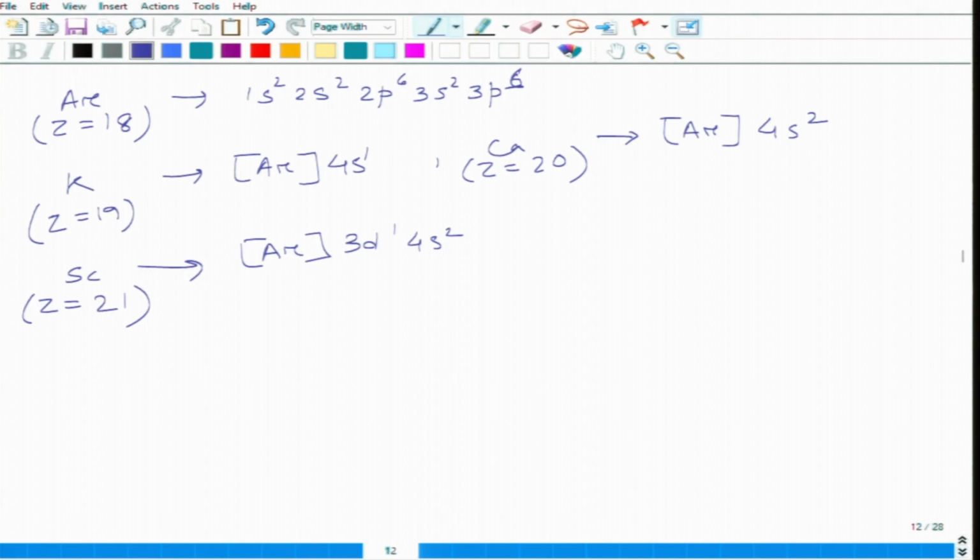Now, from 3d1 to 3d10, we know that the d subshell has 5 orbitals, so it can have a maximum of 10 electrons. So from 3d1 to 3d10, these are called the first row of transition metals.